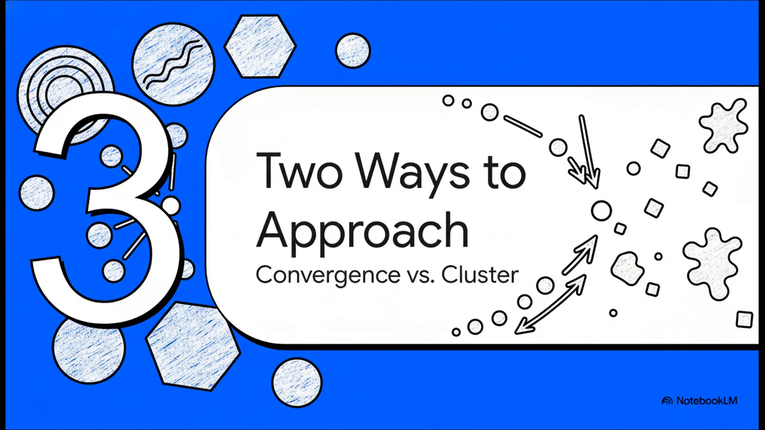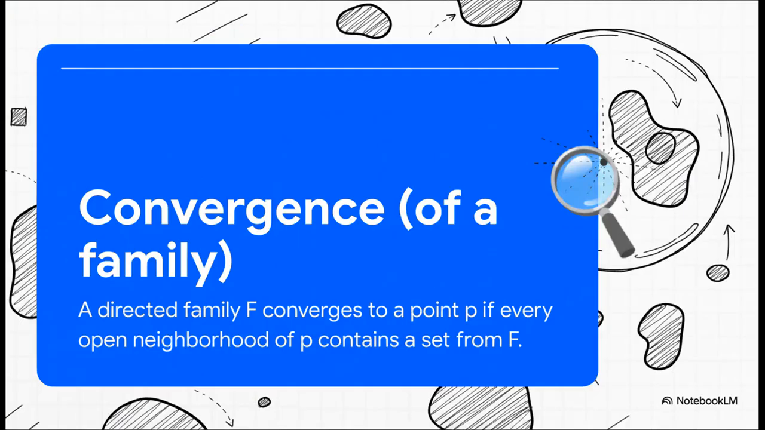So, we've built our new tool. Awesome! Now let's put it to work. We're going to use it to define two really important but very different ways a family of sets can approach a point: convergence and clustering. First up, convergence. Now, this is a pretty strict condition. It means that if you take a point P and draw any open bubble around it, what we call a neighborhood, no matter how ridiculously tiny you make that bubble, eventually the sets in your family have to get so small that one of them gets completely trapped inside it.